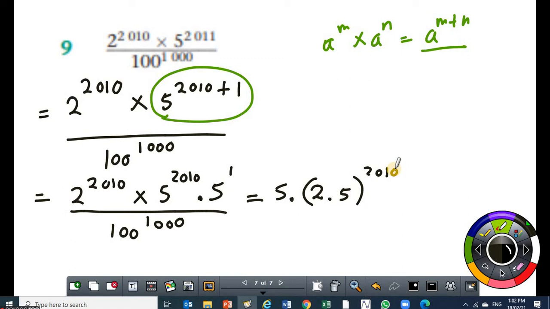So this 5 to the power of 1 is this 5 here. I rearrange the position. Then 2 to the power of 2010 times 5 to the power of 2010, I can rewrite it using law number 3. This is law number 3 now. You see that here, the bases are different, but the exponents are the same. So I can multiply the two bases and put the exponent which is similar outside the bracket.